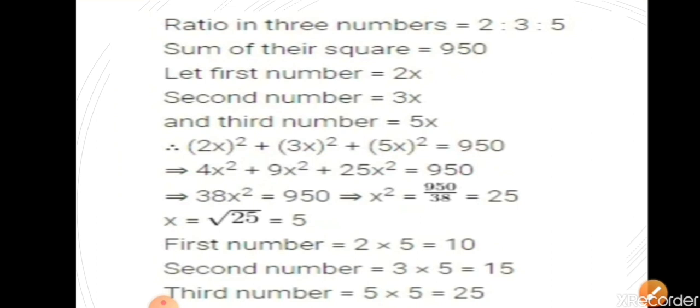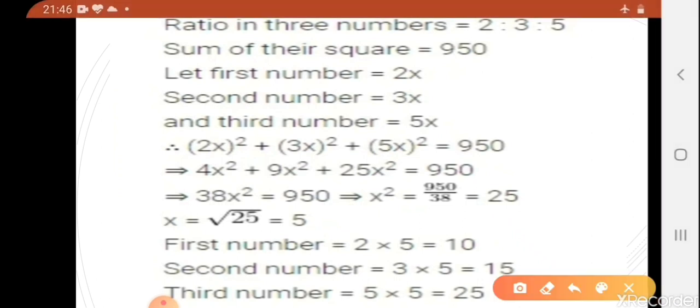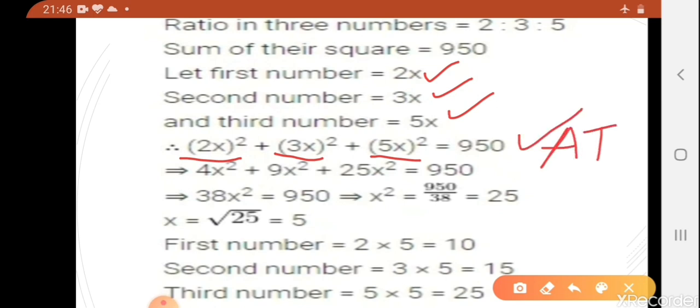Now, the ratio of the three numbers is 2:3:5. Here what we can say is, according to the question, the first number will be 2x, the second number will be 3x, the third number will be 5x. Now, according to the question, the sum of whose squares means (2x) squared, (3x) squared, (5x) squared, and when we add all these, the answer will come 950. It is according to the question.